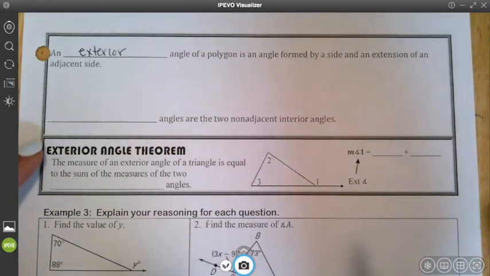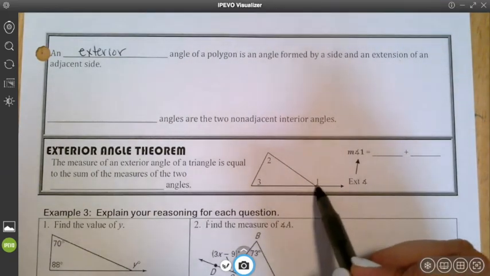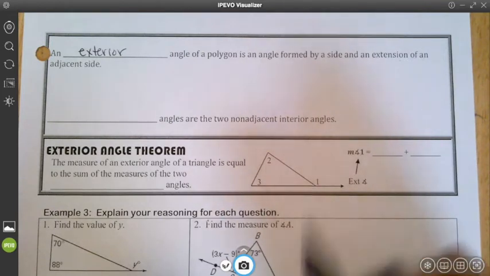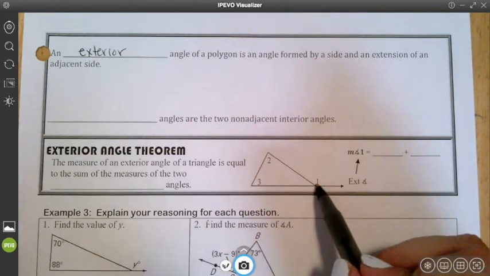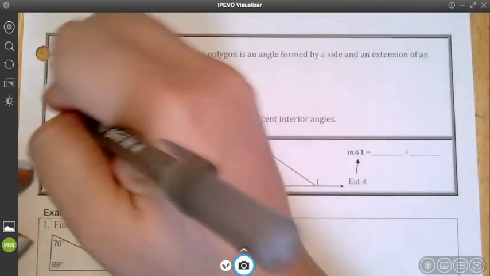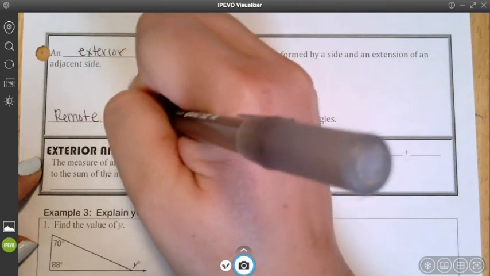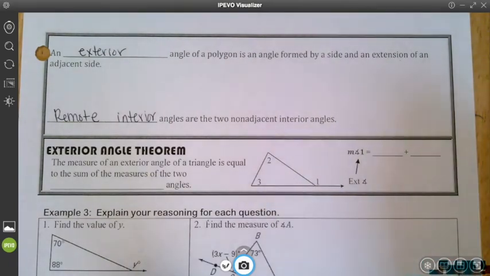Okay. And one of the properties of this is that the angle on the outside of the triangle and the two angles on the inside that are not touching it have a special relationship. And so we call these angles that are not touching that exterior angle remote interior angles. Remote meaning far away. So like a remote control for a TV, for example, works from far away. So a remote interior angle is an angle that is not touching the exterior angle.